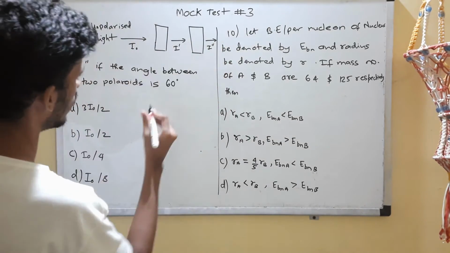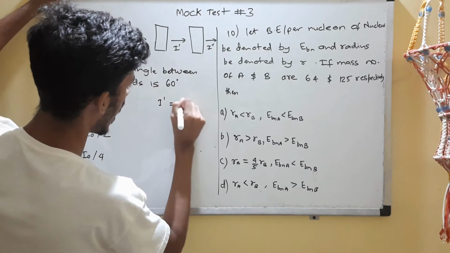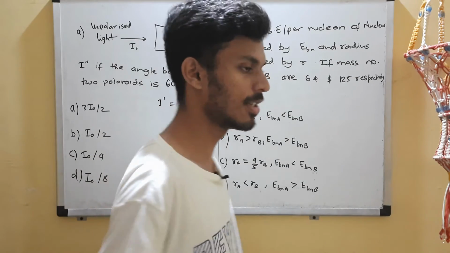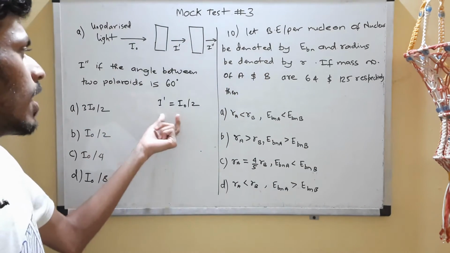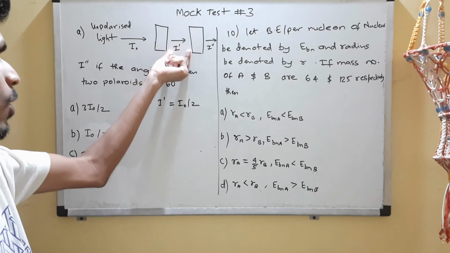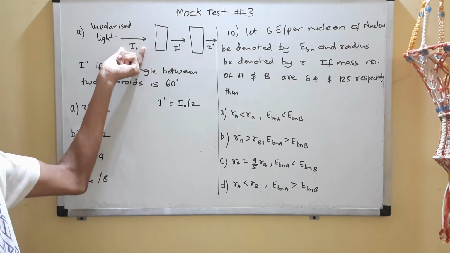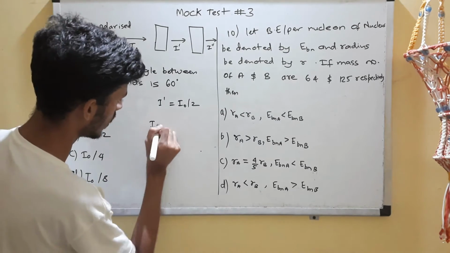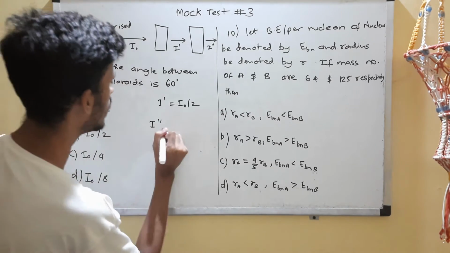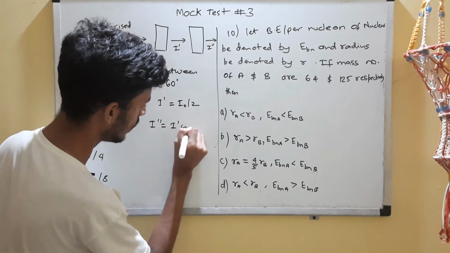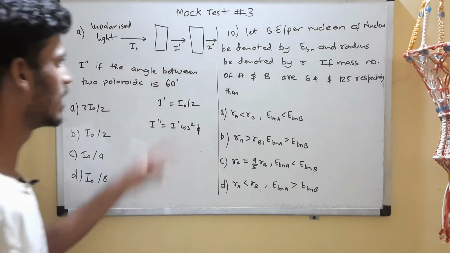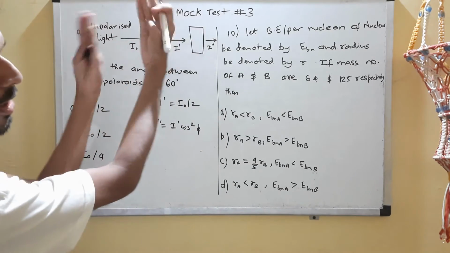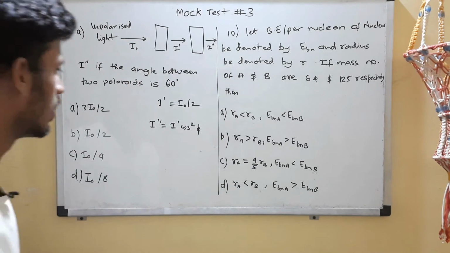First of all, let's find I dash. I dash will be simply I naught by 2, right? Because whenever an unpolarized light passes through a polaroid, the intensity becomes I naught by 2. So the intensity obtained over here will be half of the initial intensity. Now we are supposed to find I double dash. You can simply find it using Malus's law. So I double dash will be given as I dash into cos square phi, right? The intensity that is incoming times cos square phi, where phi is the angle between the two polaroids.